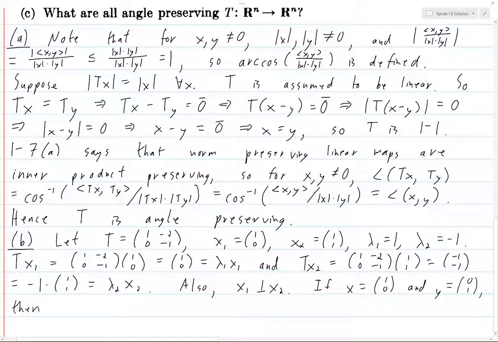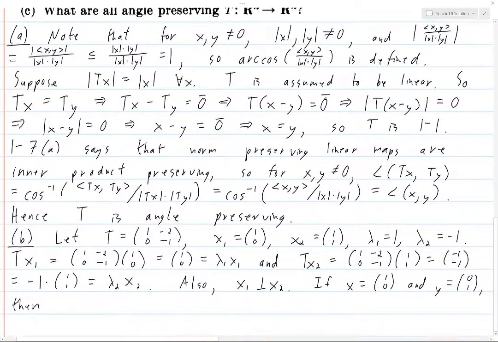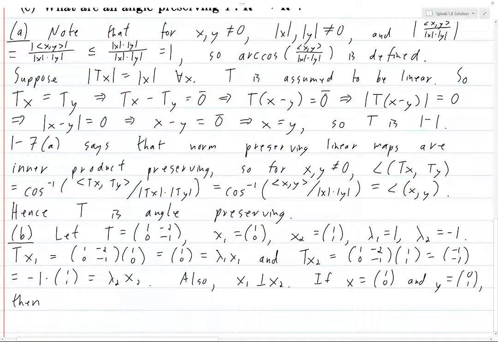So what are we going to do? Prove that T is angle preserving if and only if all of the lambda i's are equal. Also, the norms of all the lambda i's need to be equal, and that's obviously true because the norm of 1 is equal to the norm of -1. They're both 1. So now we need two vectors, x and y, such that the angle between x and y is not the same as the angle between Tx and Ty.